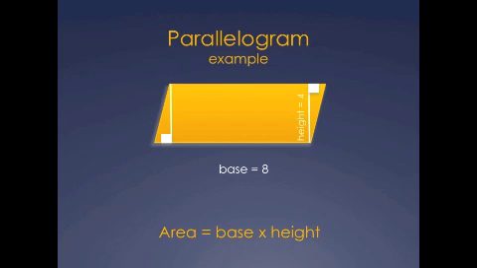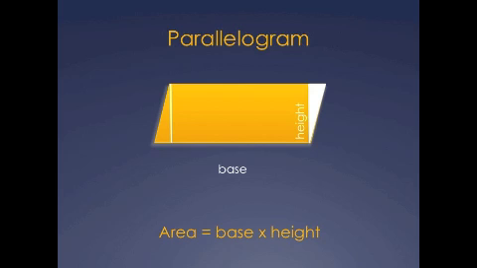This example parallelogram has a base of 8 and a height of 4. The area of the parallelogram is 8 times 4, or 32. Think about the ways that a parallelogram differs from a rectangle and a square. In a parallelogram, the 4 angles are not right angles. So to find the height of the parallelogram to use in the area formula, we have to create a right angle in the shape.